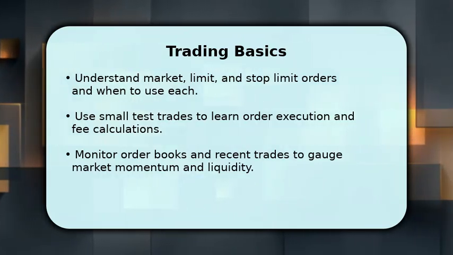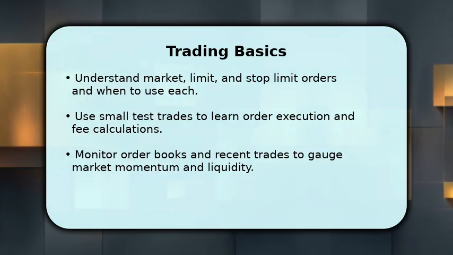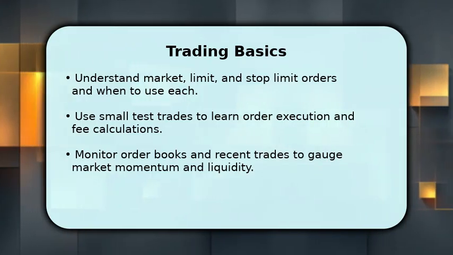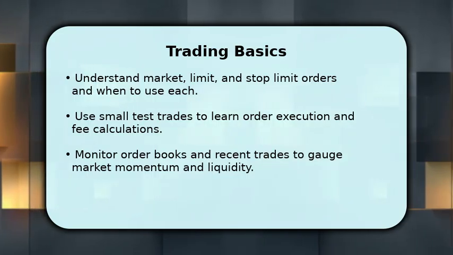Read the order book to spot buy and sell walls and use limit orders to control price. Track fees and compare maker versus taker costs when planning strategy to keep expenses manageable and predictable.